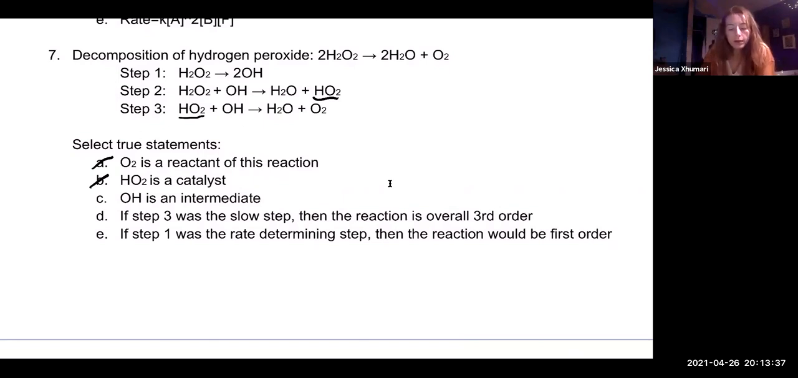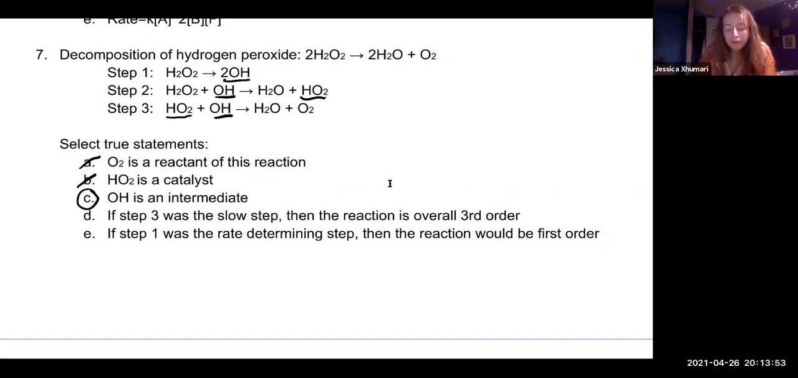Okay. OH is an intermediate, so that means it's going to be produced and then consumed. And in that case, we do see that happening. So that is true. For D, if step 3 was the slow step, then the reaction is overall third order. Okay. So that would not be true.